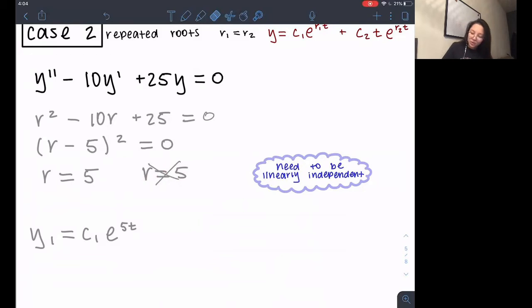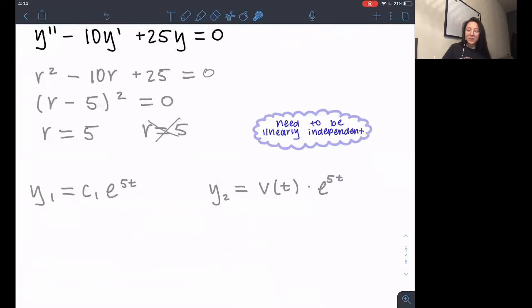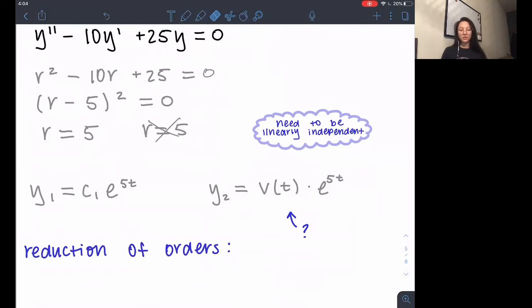So what we're going to do is set y2 equal to v(t). And this is just some function of t. It could be any letter, but we just need it to be a function of t, so it's not just like a regular constant. Otherwise, it's just another y1. So we need to make it something else, and it's still going to be e to the 5t. The question is, where did this t come from? Well, it's something called reduction of order.